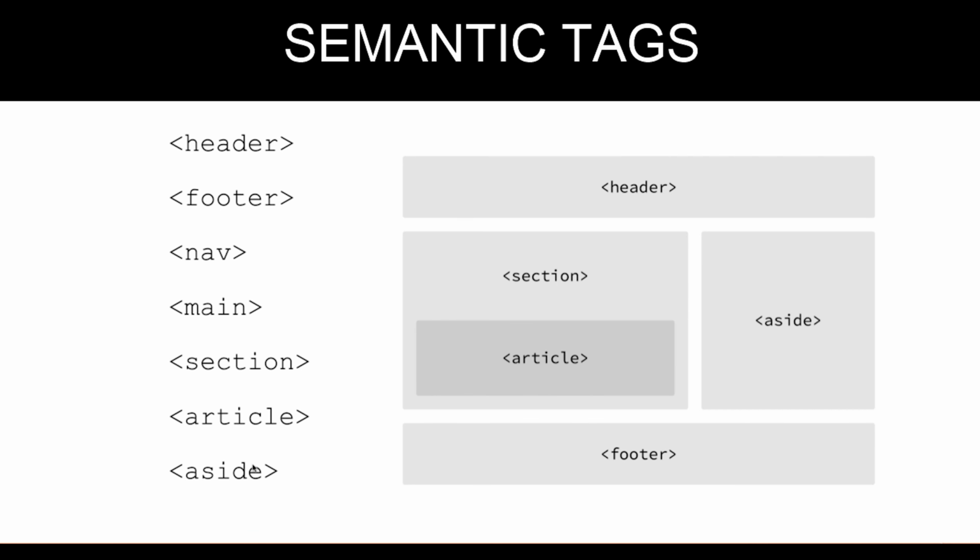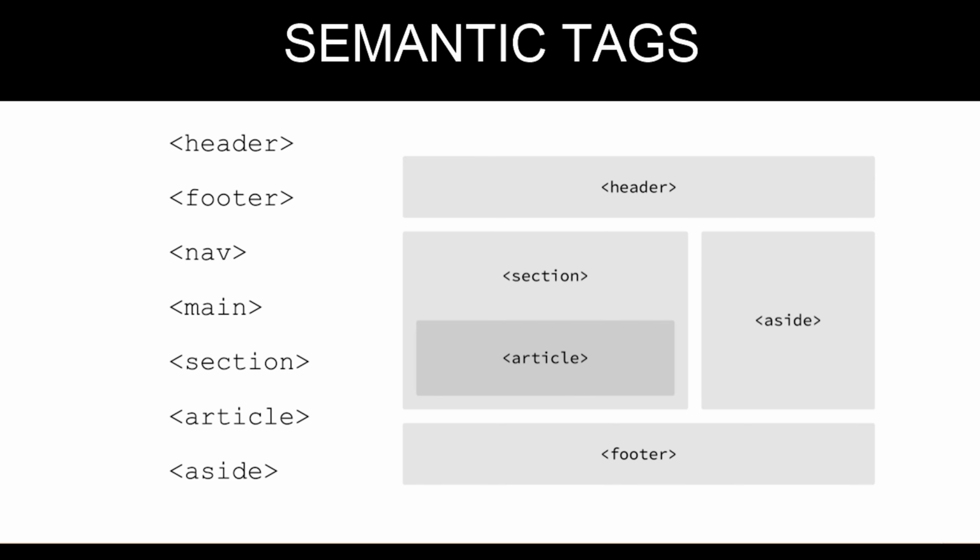And then aside is just that. It's sidebar content or just content that is not the main focus of the page. It could be maybe an ad, or it could be like a category section for the main blog section, something like that. Okay, so these are the HTML5 semantic tags.